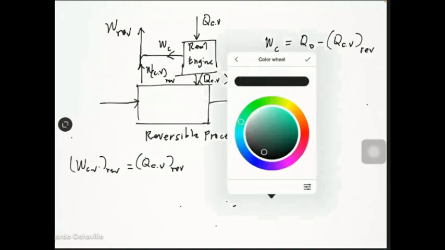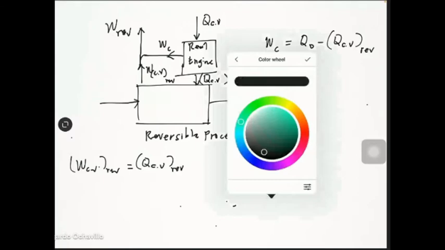Okay, so based on our knowledge of entropy, we have here QH over TH, which is equivalent to QL over TL, and this is QO over T sub O. This is the integral of this quantity from 0 to T, the integral of QCV over T, reversible, dT.